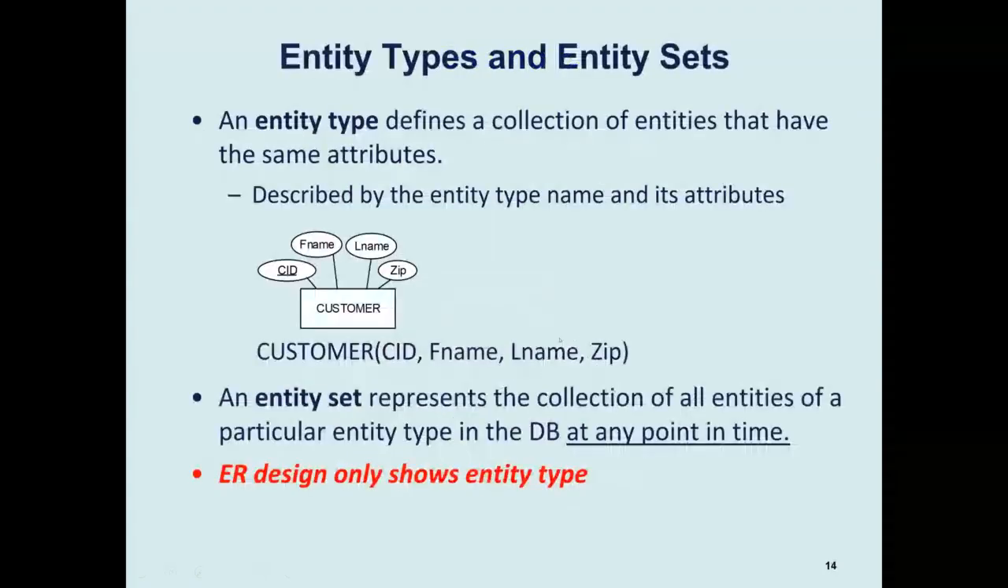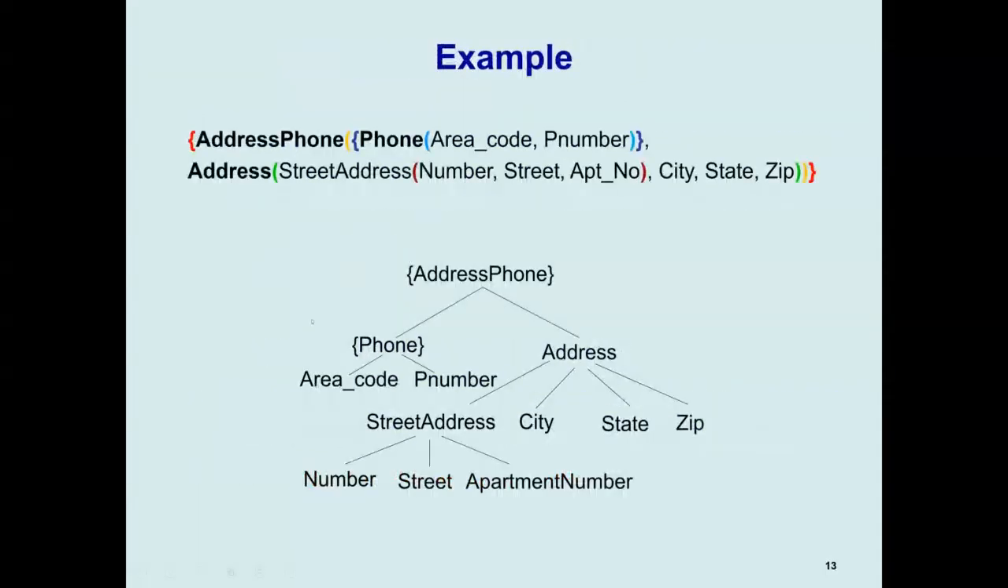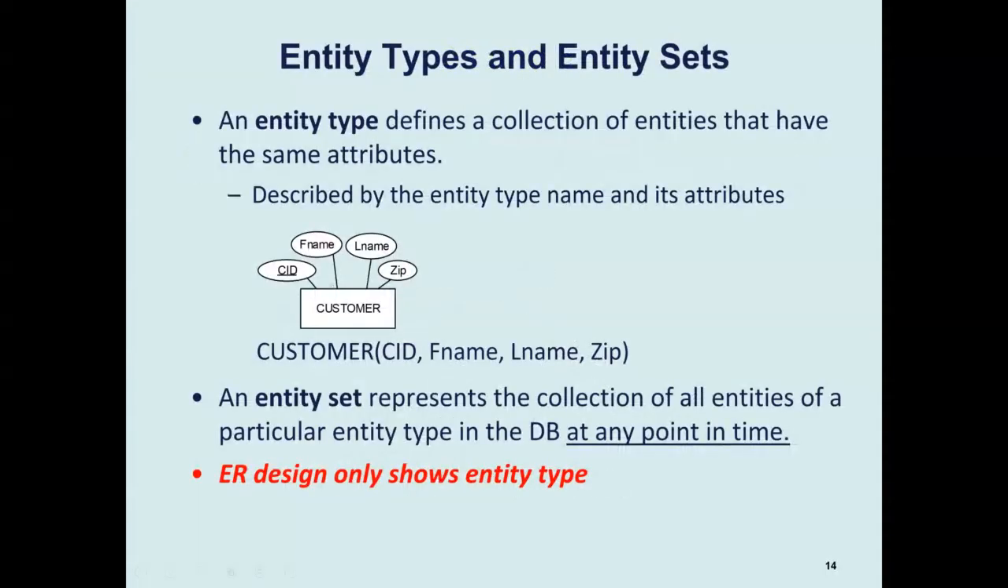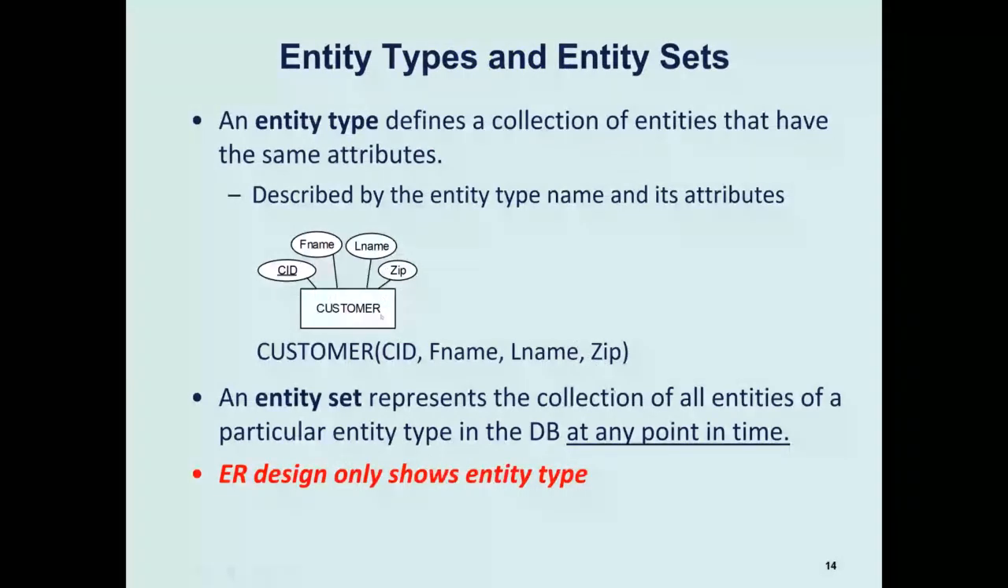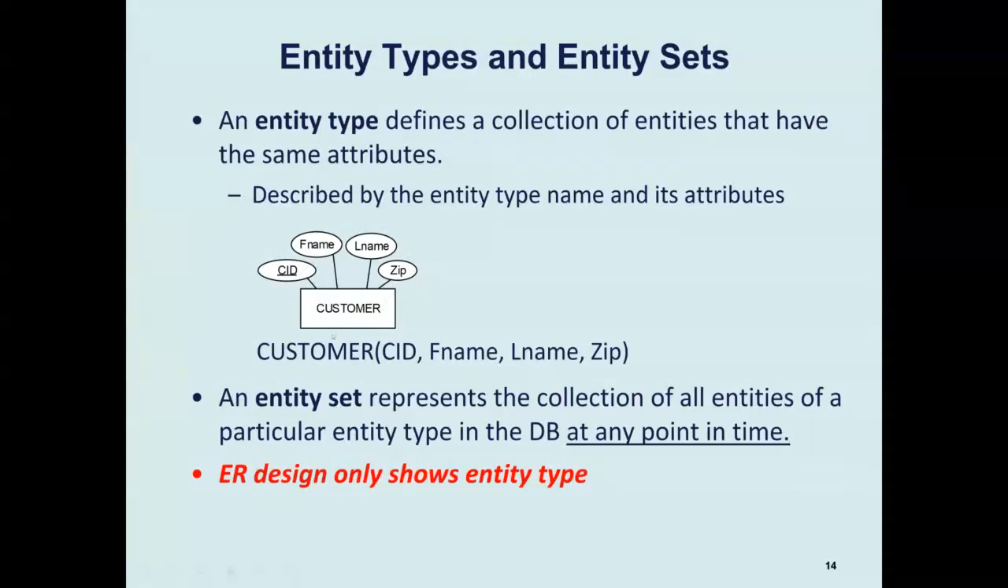So now let's discuss entity types and entity sets. In ER modeling, we only need to model entity types. Like we see in the previous example, an entity type is modeled as a rectangular box, and this box branches out and connects to several ovals. Those ovals indicate the attributes. That's basically how entity types are represented in the ER model.